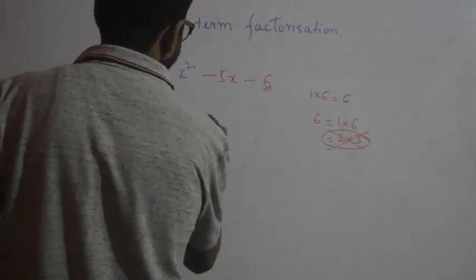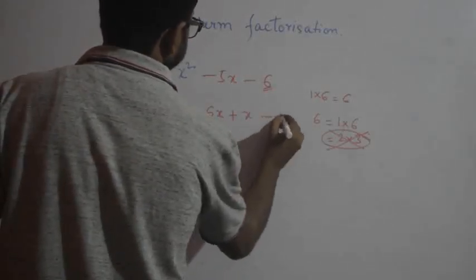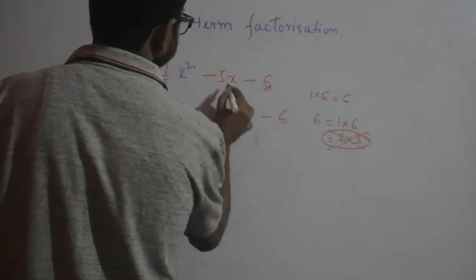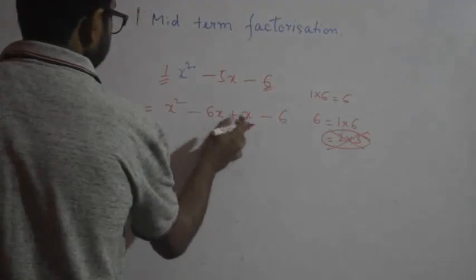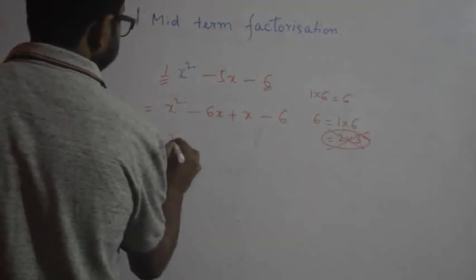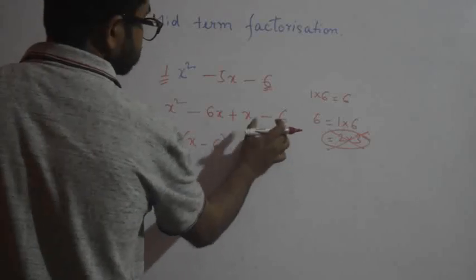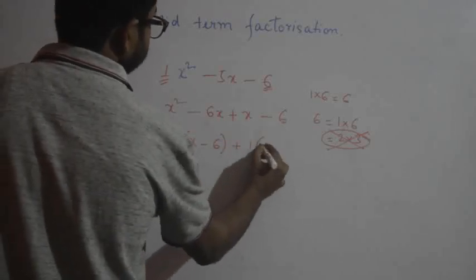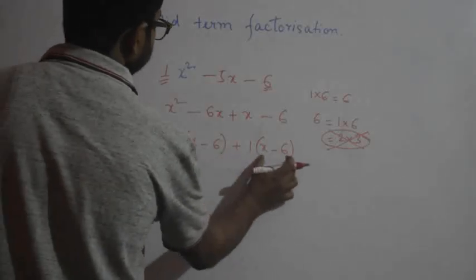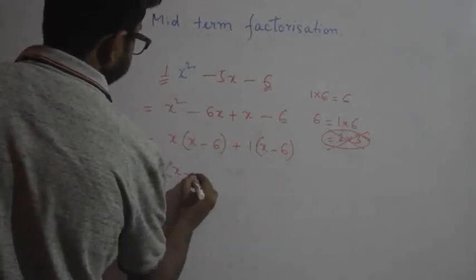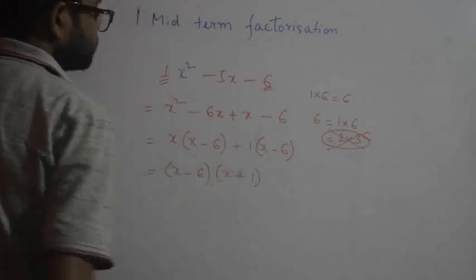So we will write minus 6x plus x, because minus 6 plus 1 will give you minus 5. Now see, from these two, x is common, x minus 6. And from these two terms, 1 is common. So you can write x minus 6. Again, x minus 6 is common for both the parts. So x minus 6 into x plus 1.